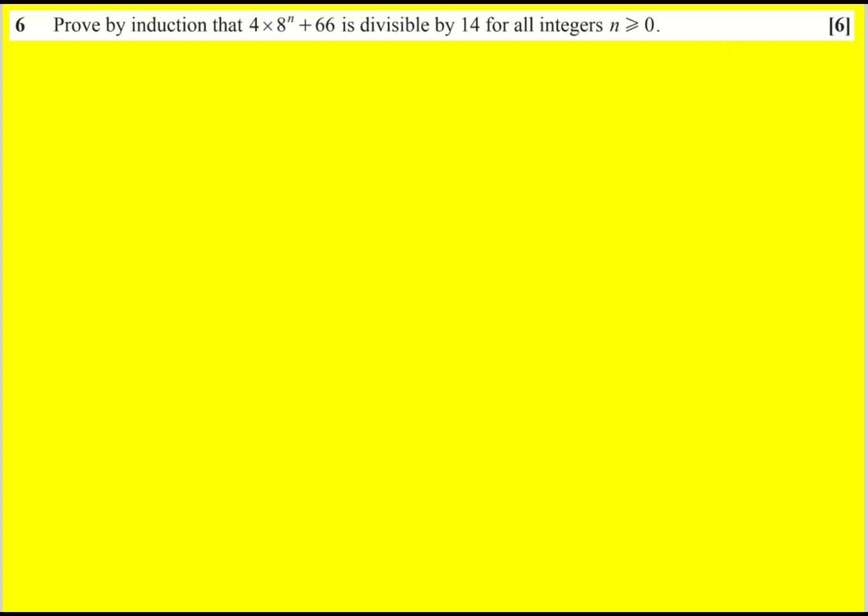Proof by induction, let's go. So we're asked to show that 4 times 8 to the n plus 66 is divisible by 14 for all integers n greater or equal to 0.